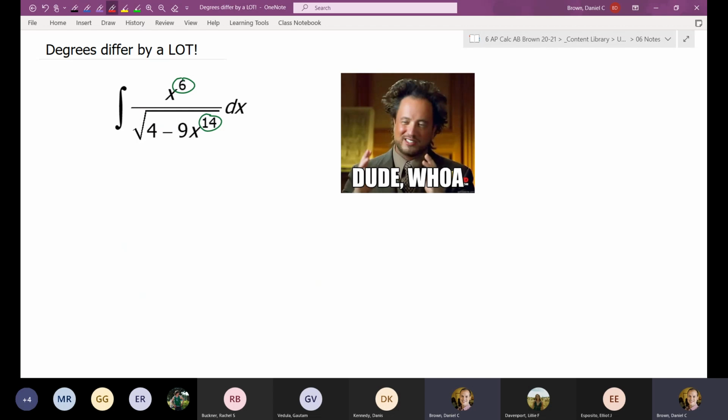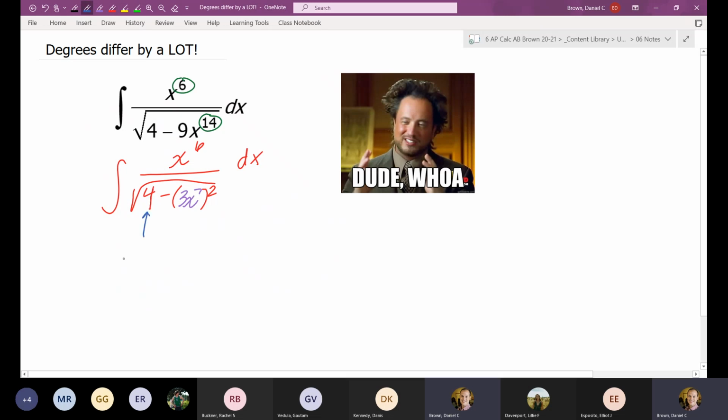So if I want to make it look more like an arcsine problem, I need to figure out what squared is going to give me that 9x to the 14th. Well, what squared is going to give you 9x to the 14? 3x to the 7th. Remember, when you're doing exponents, power raised to a power, you multiply. So we're looking at this one. I'm going to make that 4 look a little bit more like a 4.